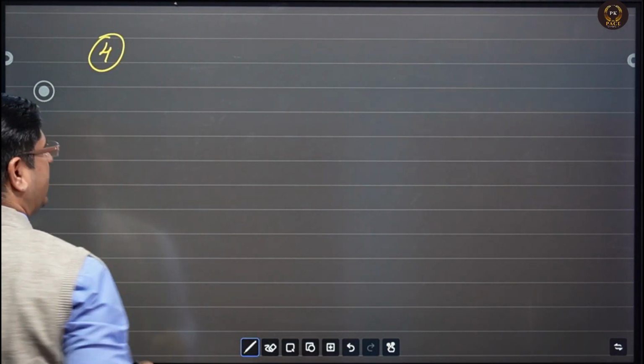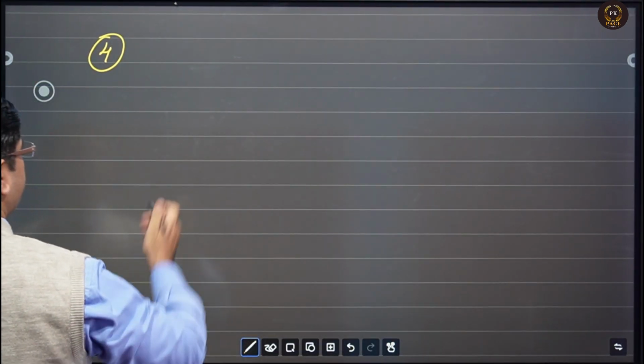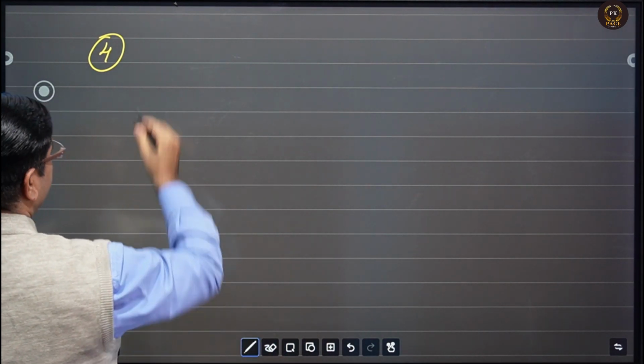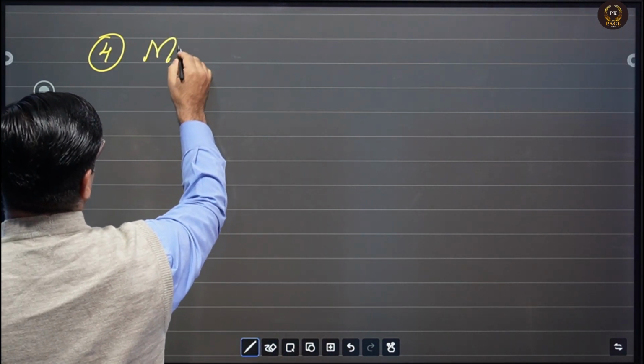Next, there are other taxonomical tools. There are many taxonomical tools. Another taxonomical tool is called the museum.